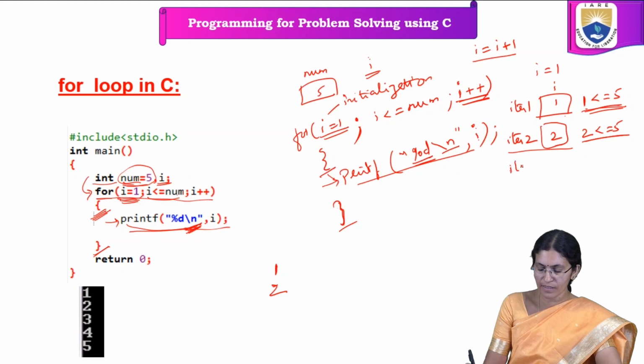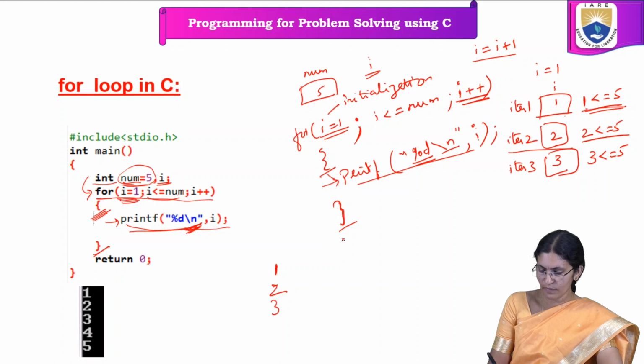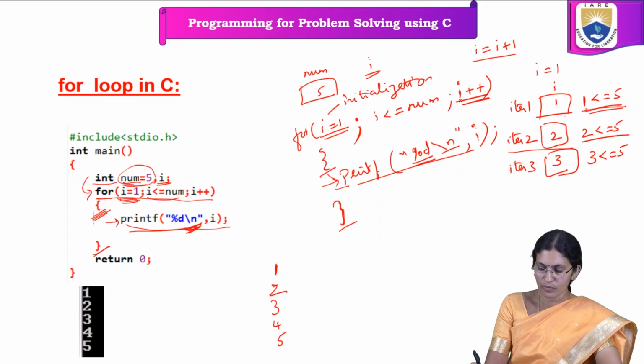So in the next iteration, third iteration, now again I value will be incremented by 1. So I is equal to 3. So it will check the condition 3 less than or equal to 5. So 3 less than or equal to 5, that is true. So it will enter this loop. 3 will be printed. So in this way, you can see the output of this program is 1, 2, 3, 4, 5.